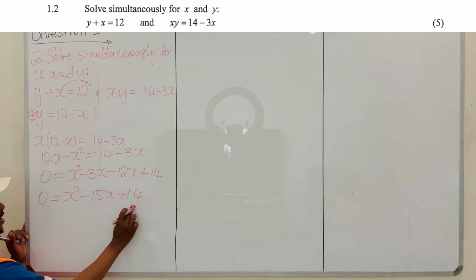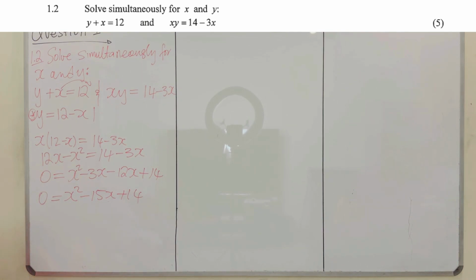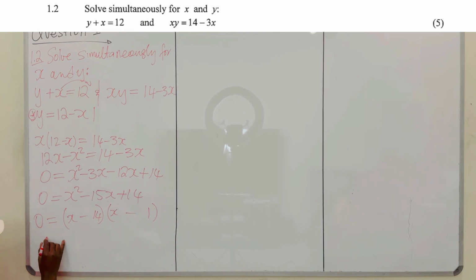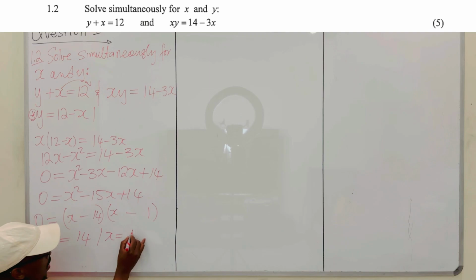So once you are here, you can use your quadratic formula, or you can factorize. I'll try to factorize this thing. So I'll try to factor it. I have x here, I have x here. I have 14, I have 1, I have a minus and a minus. Therefore, my x is equal to 14, or my x is equal to 1, as you can see there.